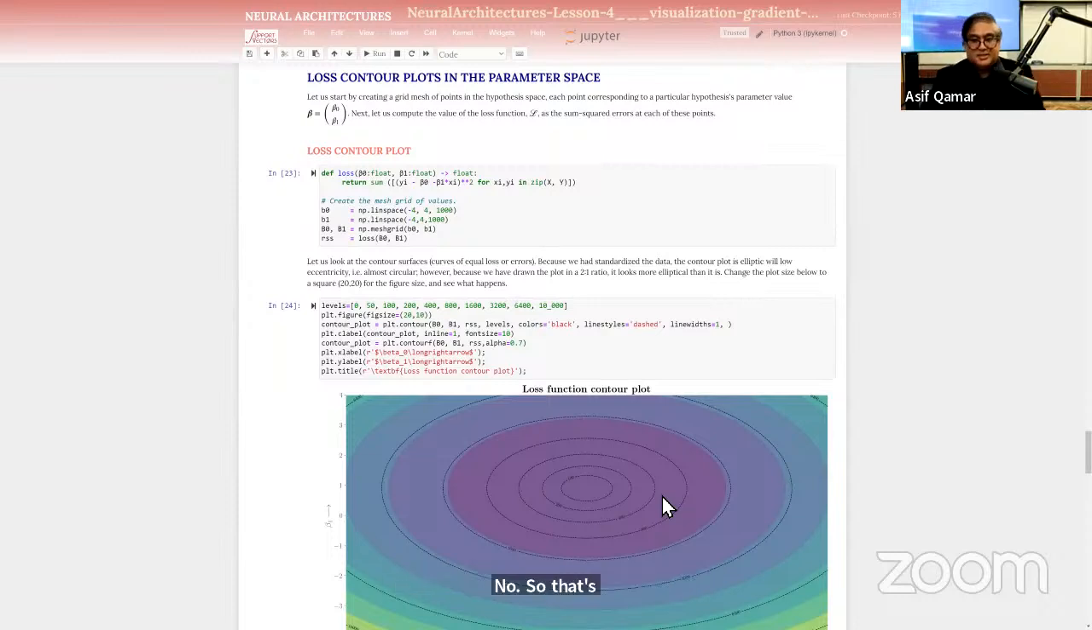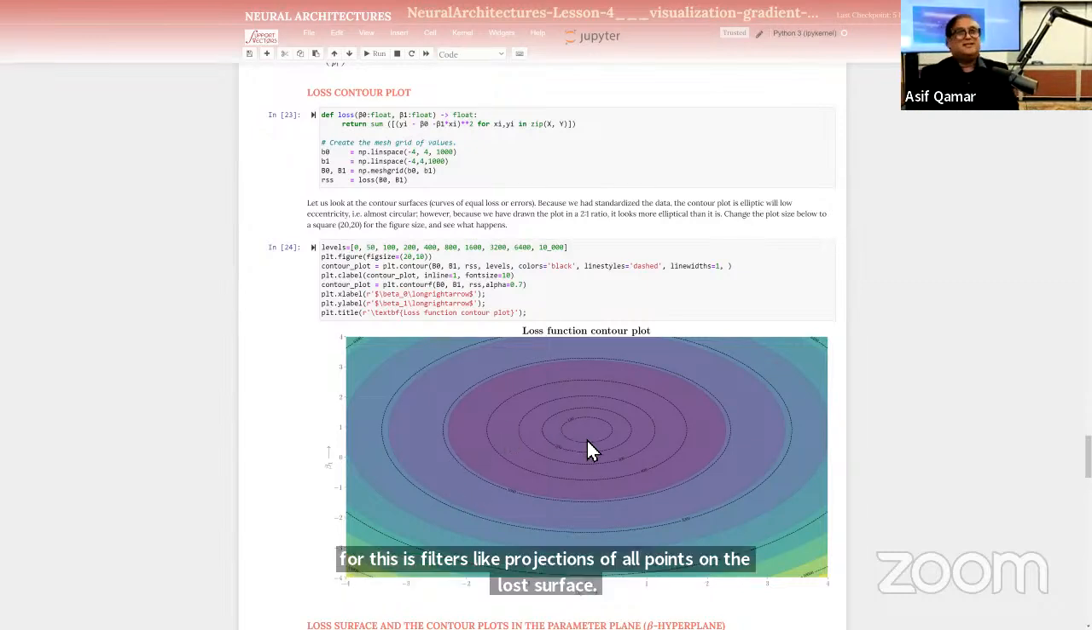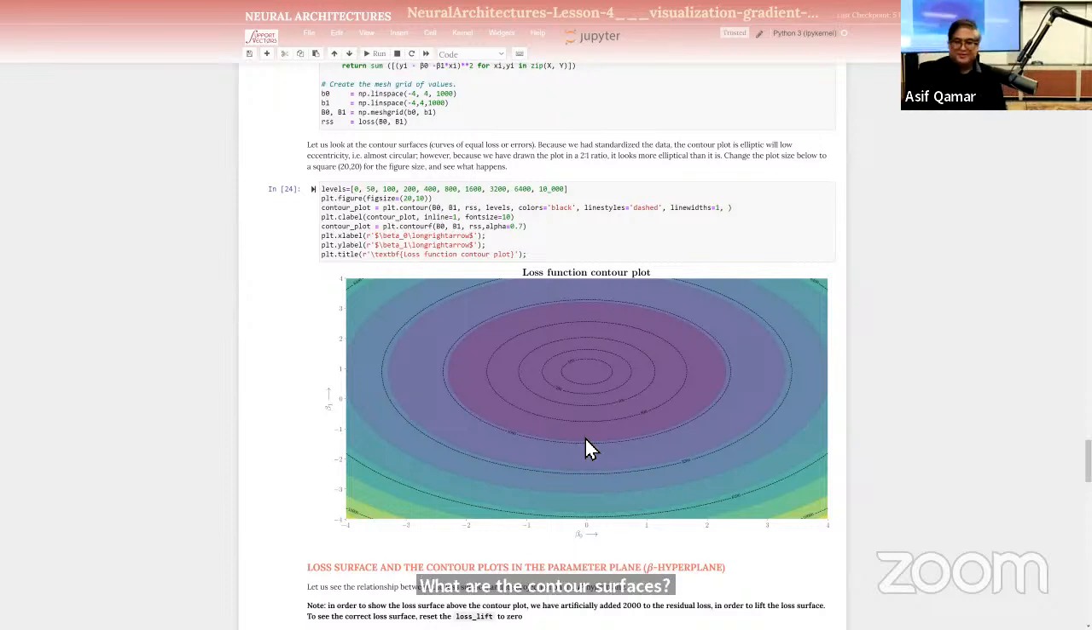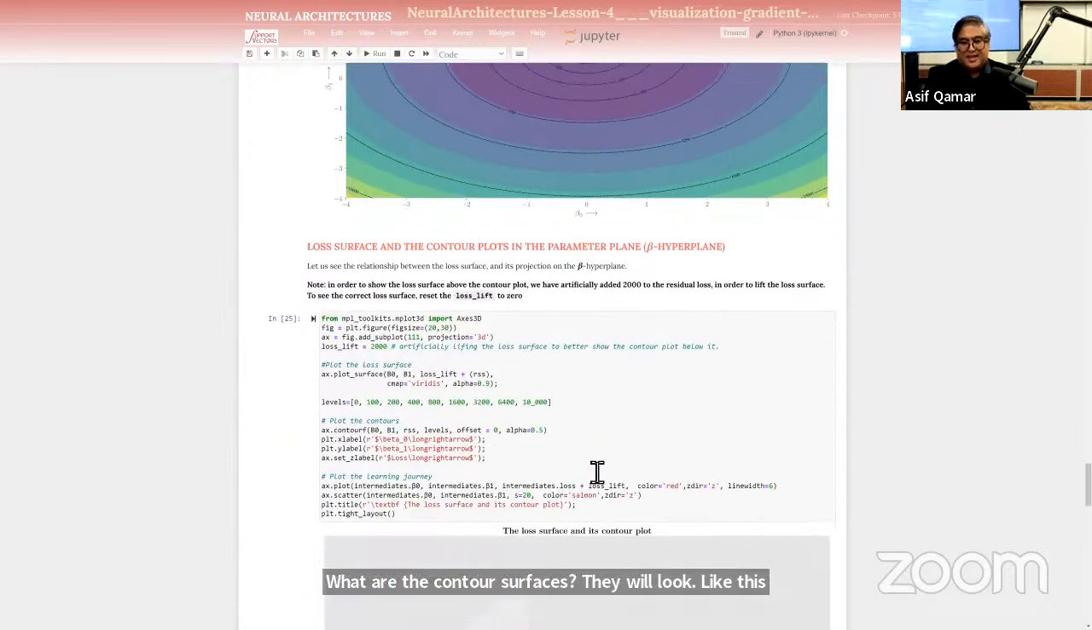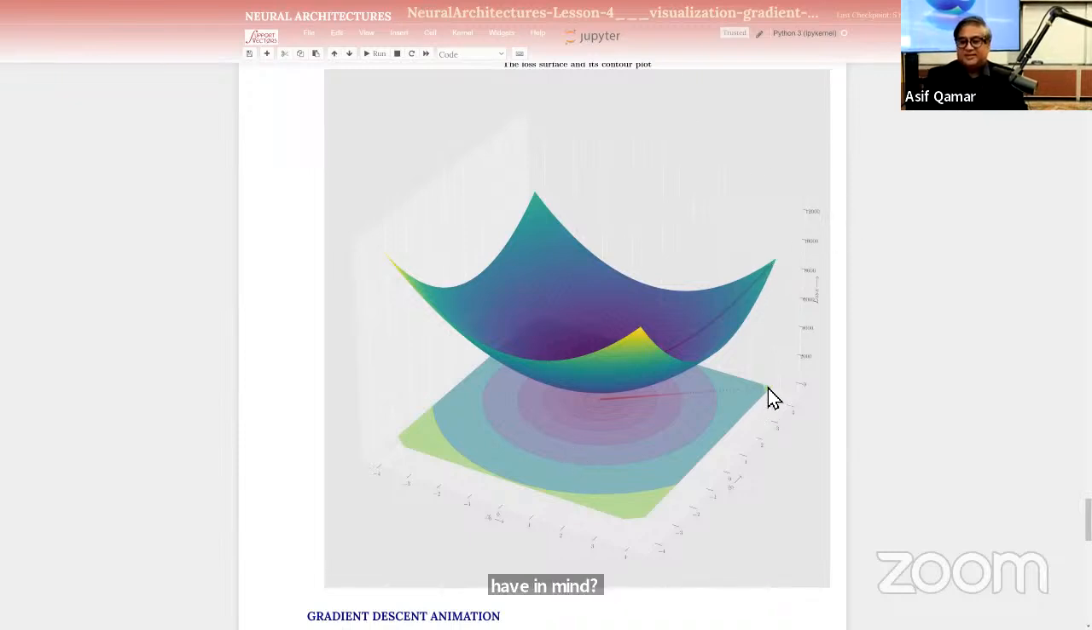So let's look at the contour surfaces for this. Contours are like projections of all points on the loss surface. How do they look on the ground? They will look like this, isn't it? Yeah. If you look at this bowl, what are the contour surfaces? They will look like this. So circles, circular like, right? And so now let's see, is this the picture that you have in mind? Isn't it? And so if you randomly started at this point, this was your initial hypothesis. Do you see where my mouse is?